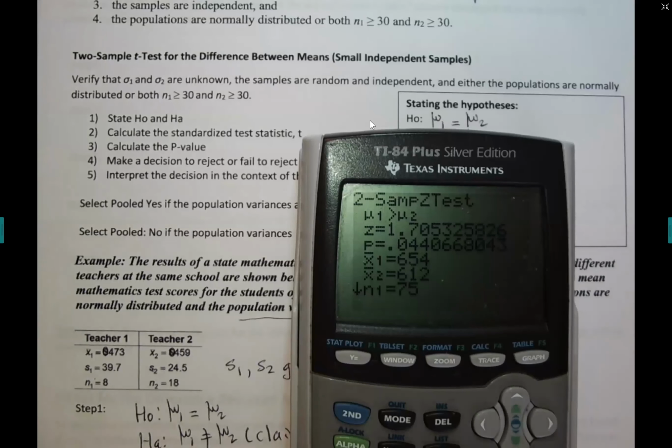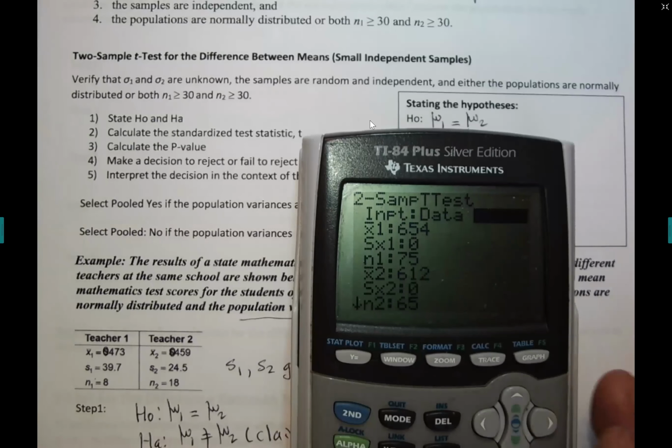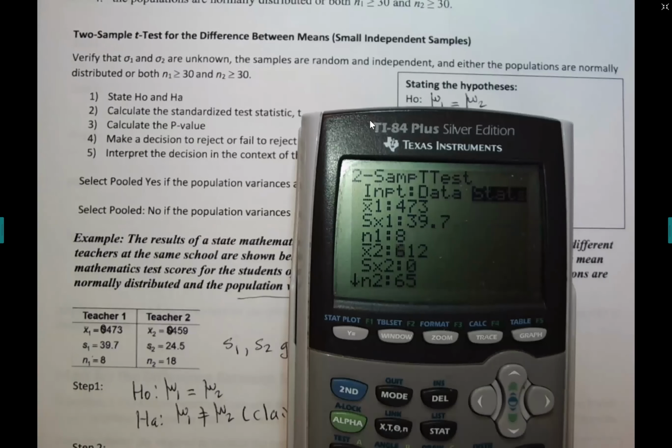Watch. Stat, tests. It's not number 3, it's number 4, guys. Two-sample t-test. I don't have data, I have a summary, so I just do stats. X1 bar, it's 473. S1 is 39.7. N1 is 8. And watch, guys. X2 bar is 459. S2 is 24.5. And N2 is 18.